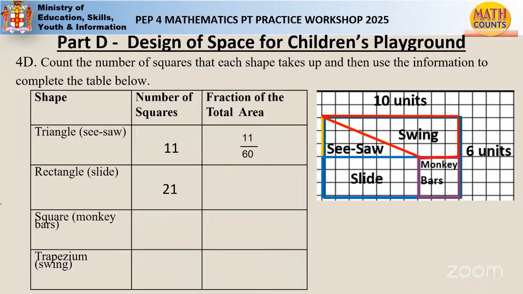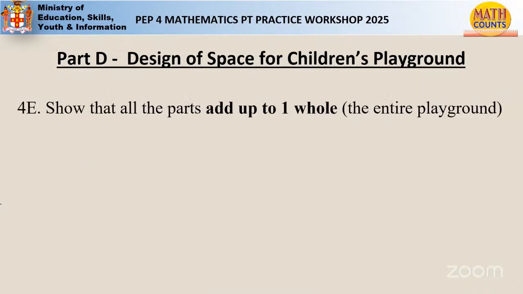My rectangle would be 21, so it would be 21 upon 60. My square would be 9 upon 60. And my trapezium would have been 19, which is 19 upon 60. Now, I want you, using one of them, and if you don't have the paper, this might be a little bit challenging, to show that all the parts add up to one whole, to the entire playground.